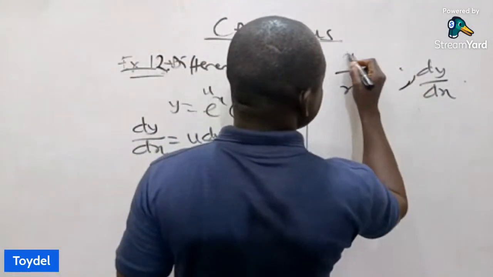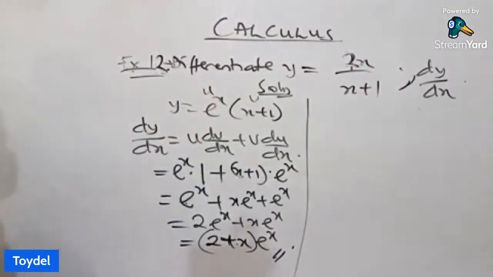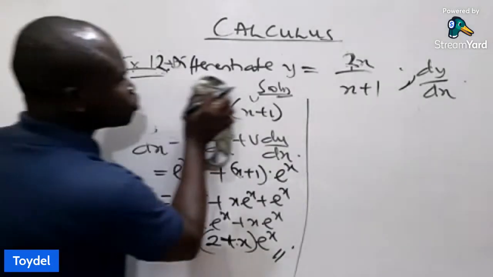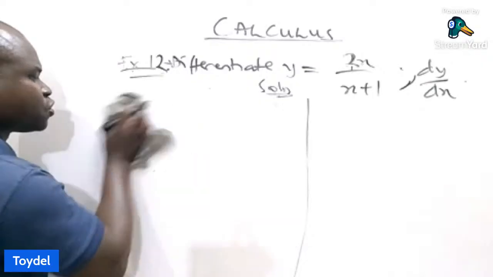Well, the question says 2x all over x plus 1. You know, this one is in the form of a fraction now. We are going to think about the quotient rule. We are going to use the quotient rule to solve this type of problem. Okay? You think about the quotient rule to solve this type of problem.